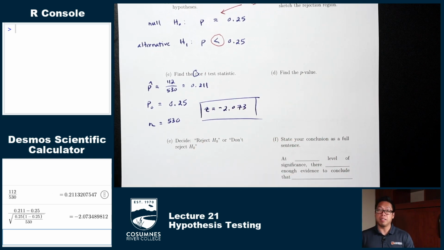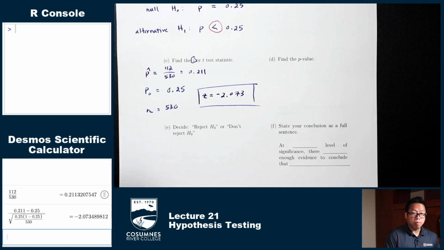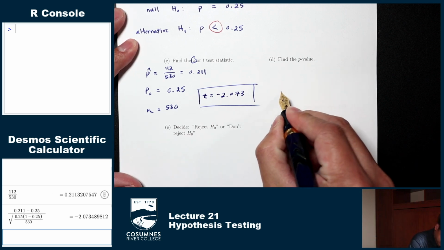And that is our test statistic. Part D, find a p-value. So to find a p-value, we're going to draw either the z distribution or the t distribution. Now when I draw it, it both looks the same. So it's basically going to be the normal distribution picture.